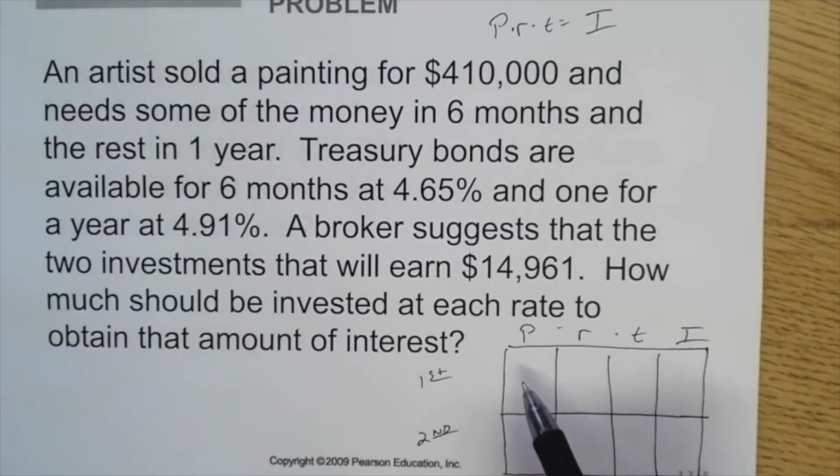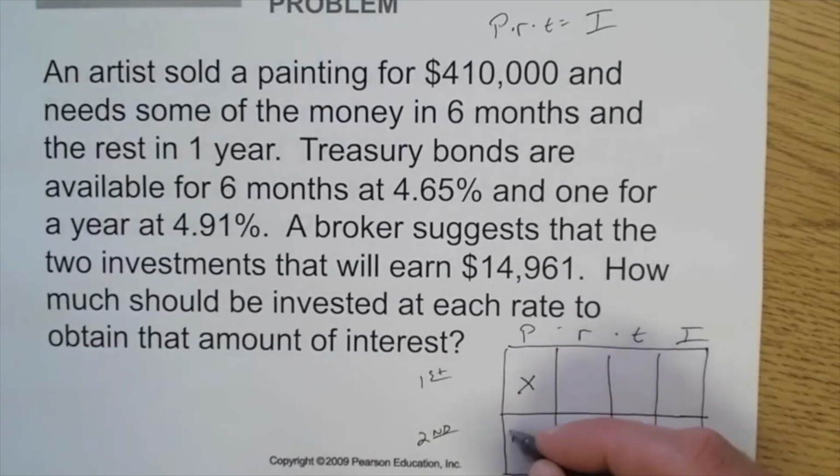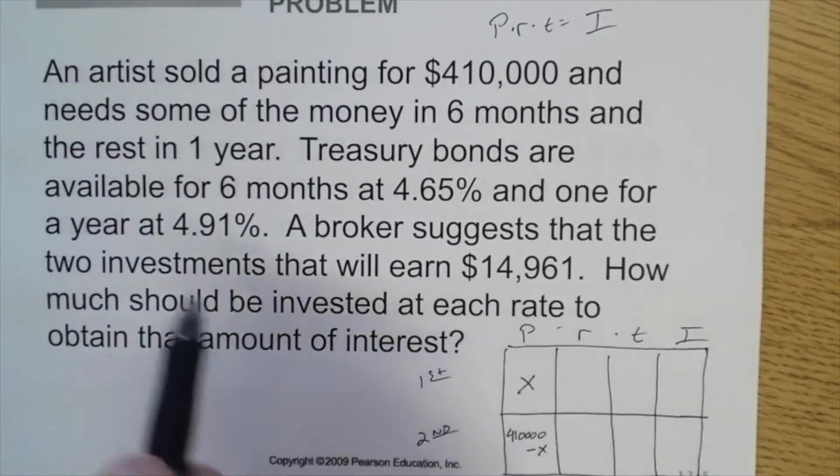Okay, so first of all, the principal, and this is very similar to most of these types of problems. There's a total of $410,000 that are going to be invested. We don't know how much in either one. So we're going to say that one of them is X, and the other one is 410,000 minus X. Didn't leave myself much room here. And it's not X minus 410,000. It's 410,000 minus X.